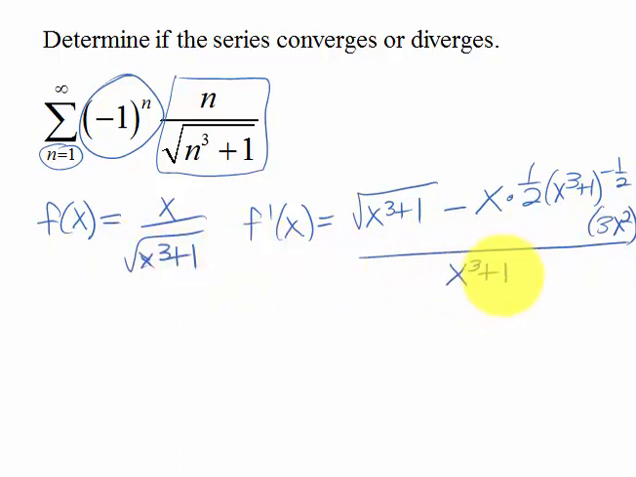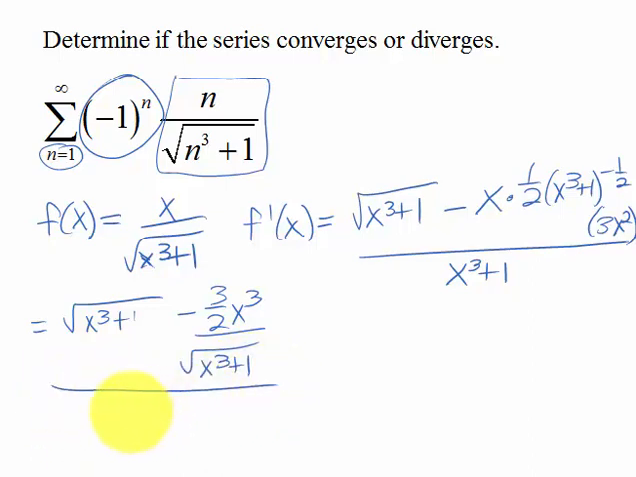Okay, so let's go ahead and rewrite this so we can read it and then simplify it. So combining things here, it looks like we have minus 3/2 x cubed, and that's over the square root of x cubed plus 1, and then that's over x cubed plus 1.